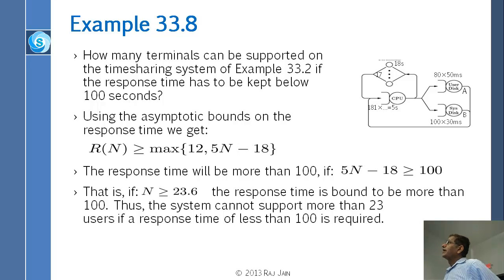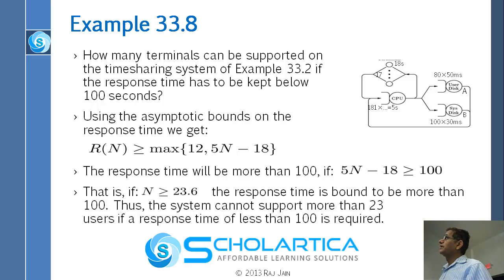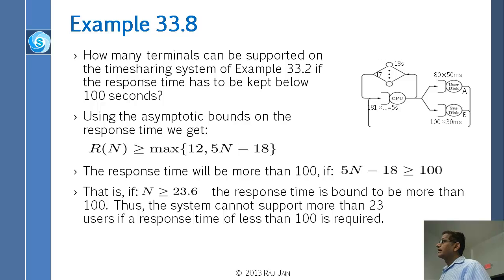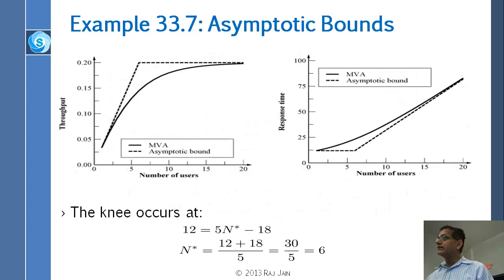There's another example. How many terminals can be supported on the time-sharing system if the response time has to be kept below 100 seconds? Now they're not asking you for the knee, they're asking that we want the response time to be less than 100 seconds. So you can do similar things with this kind of formula: Rn has to be more than this, and the response time will be more than 100 if N is more than 100. This gives you, again, an approximate number: if more than 23 users come in, then the response time will be more than 100. Basically, in this graph, you just go to 100 here, and you read the number 23.